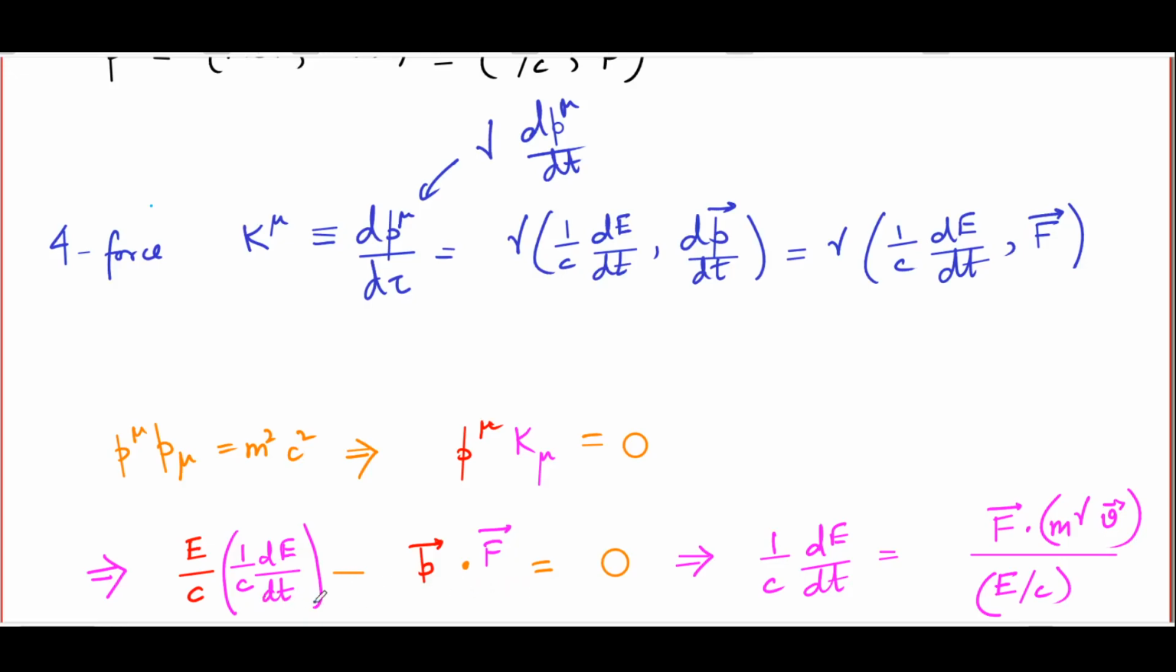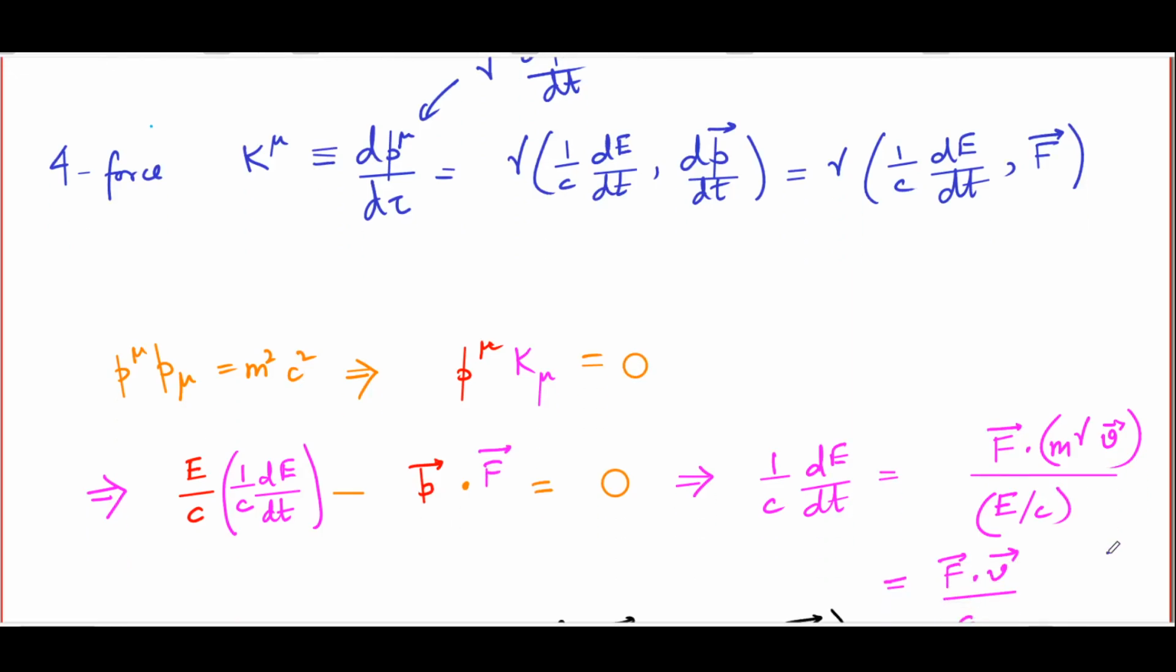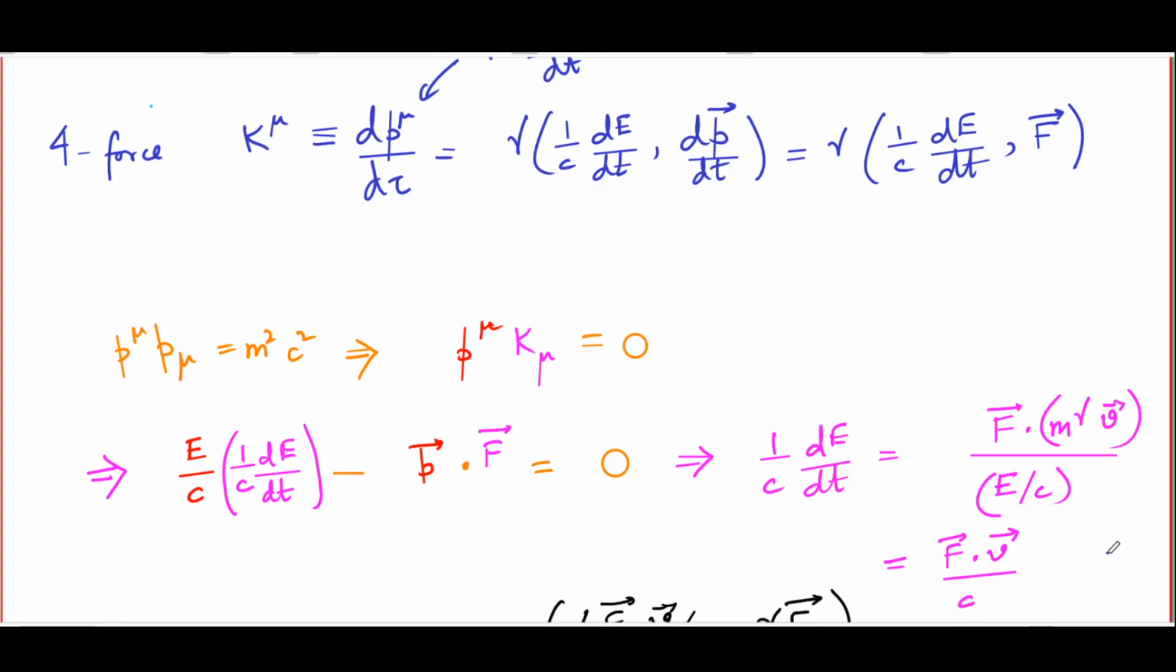This tells us that 1 by c dE dt, the quantity which is sitting here, is actually equal to F dotted with the momentum m gamma v divided by the quantity E by c. F dot p is of course F dot m gamma v, and E is m c squared gamma, so E by c is m gamma c. The m gamma cancels and you are left with F dot v by c. So that is what is going to sit in the temporal part of the 4-force k mu.